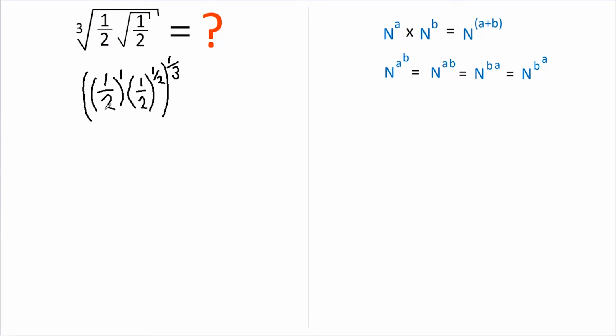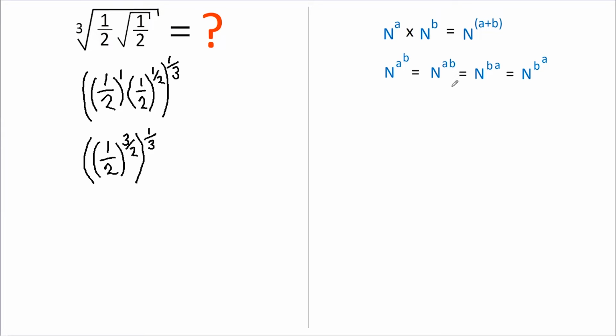Now, what is half to the power of 1 multiplied by a half to the power of a half? Well, this formula over here tells us that if the base is the same, then we can keep that same base and just add the powers. So let's do that. So we've got a half to the power of 1 plus a half, in other words, 3/2. And all of that is raised to the power of 1/3.